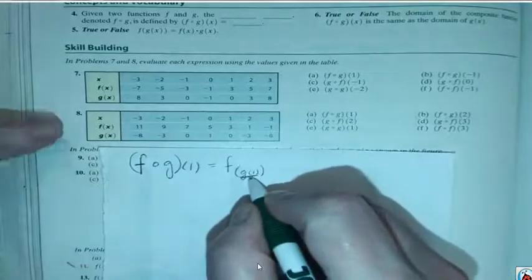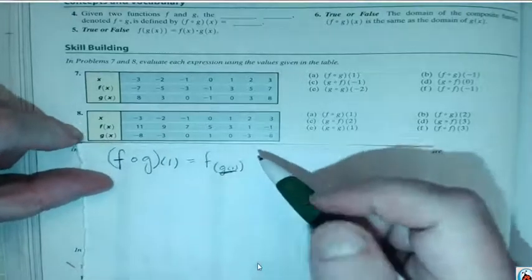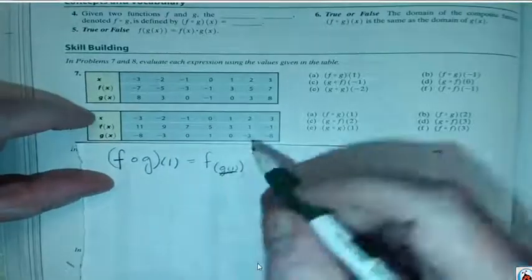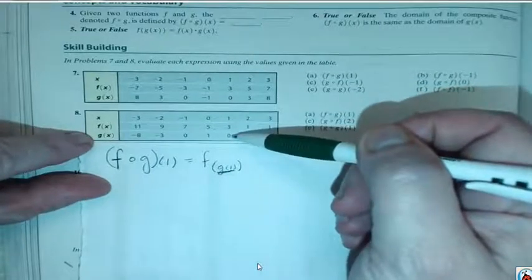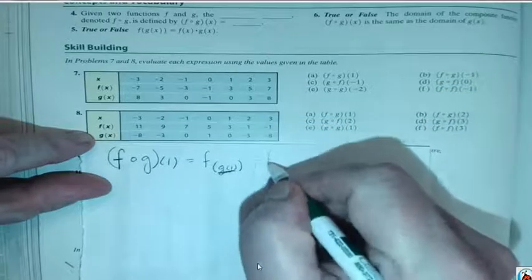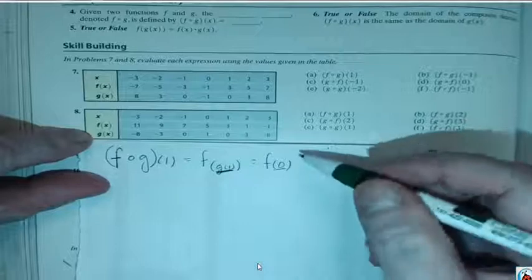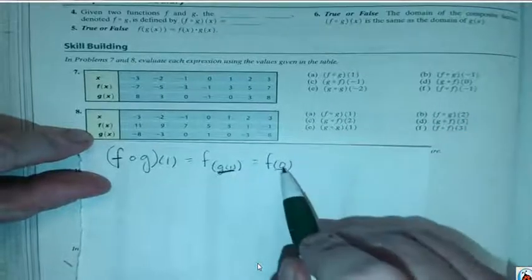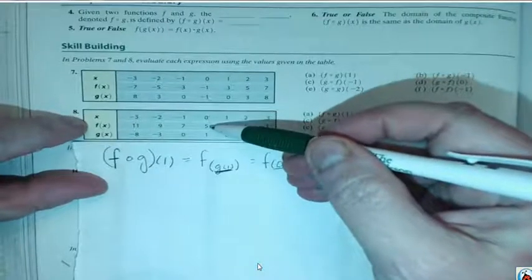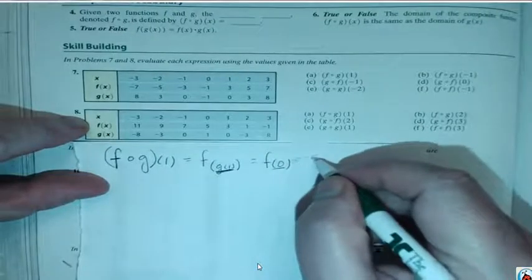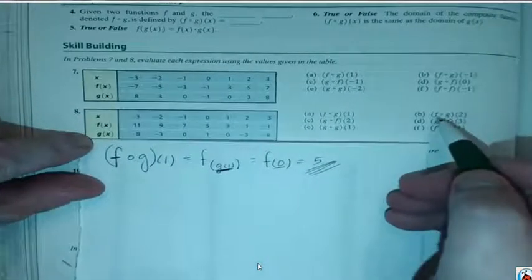So we have to look at the chart in number 8 and ask ourselves, what is g evaluated at 1? If x is 1, what is g of 1? G of 1 is 0. So I'm going to replace g of 1 with 0. Now looking at the same chart, what is f evaluated at 0? If x is 0, f evaluated at 0 is 5. And so my answer is 5.